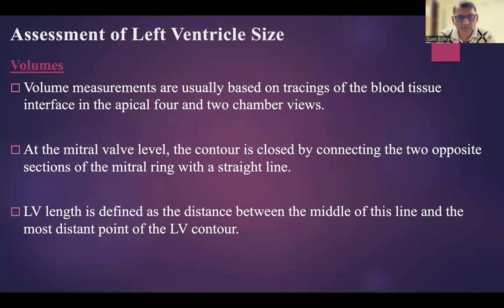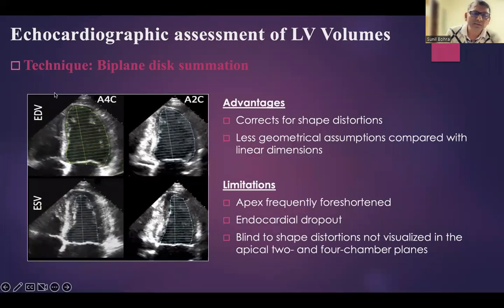So coming to the assessment of the LV size by volumes, the volume measurements are usually based on the tracings of the blood tissue interface in the apical four-chamber and the two-chamber views. How we do this, I'll show you in the next slide first. The technique is called the biplane disc summation method, or the Simpson method.